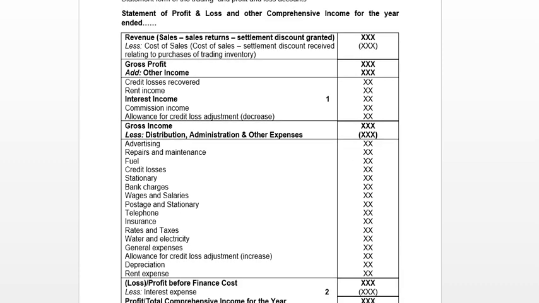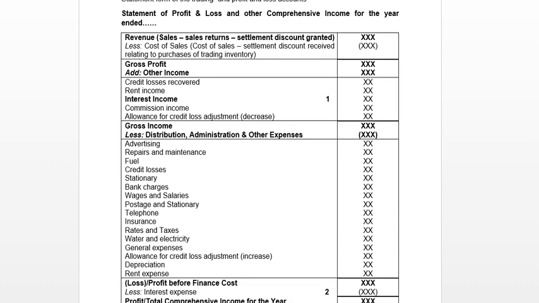Okay, so remember, always focus on your easy marks in accounting. So always have your heading. It will be, for example, ABC Traders, statement of profit and loss and other comprehensive income for the year ending 28th of Feb 2010. Okay, so that's an easy mark which you can get. Focus on those easy marks. So if you look at this statement, how does it look?